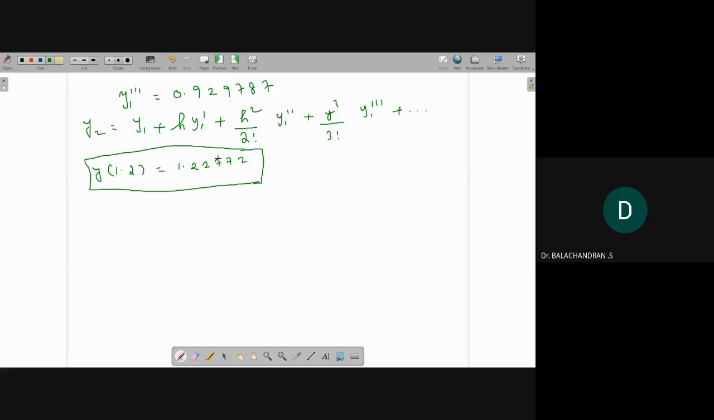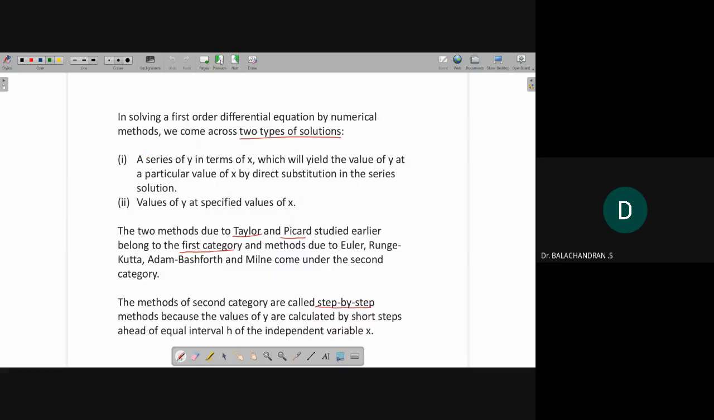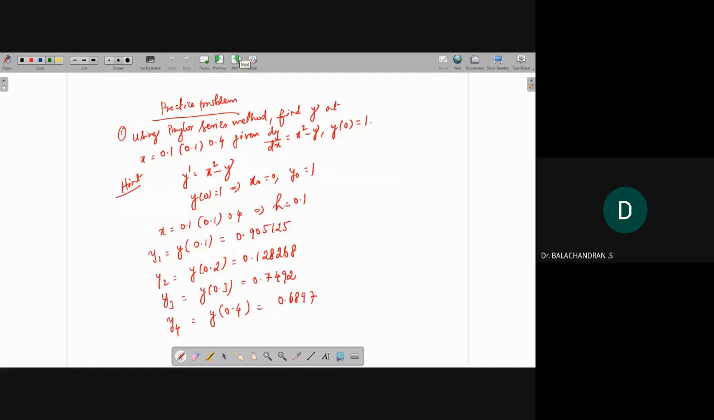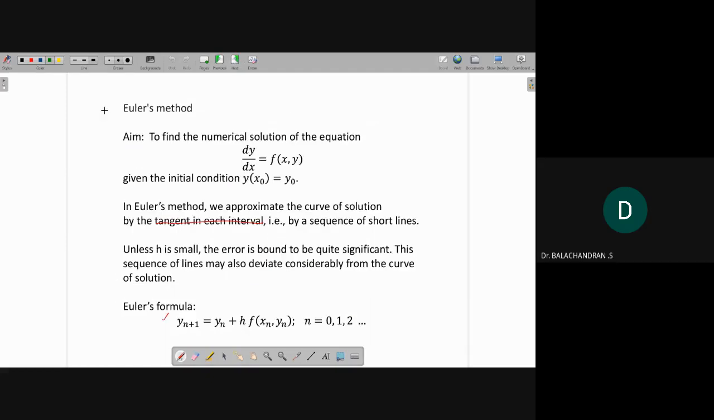Now I'm going to introduce the next method. The next method is Euler method. The aim of this method is again to solve the first order differential equation given the initial condition y of x naught equal to y naught.